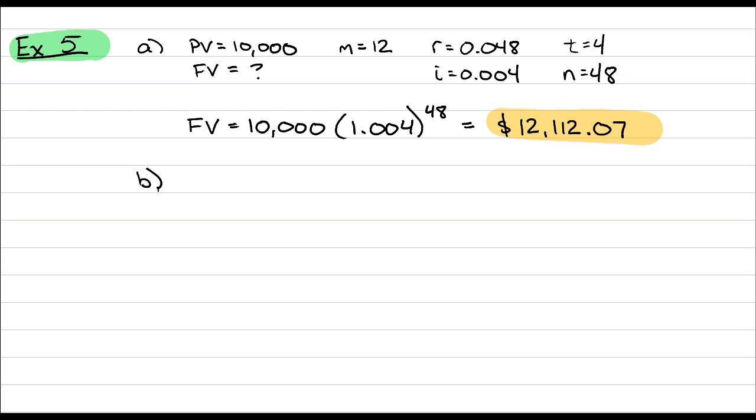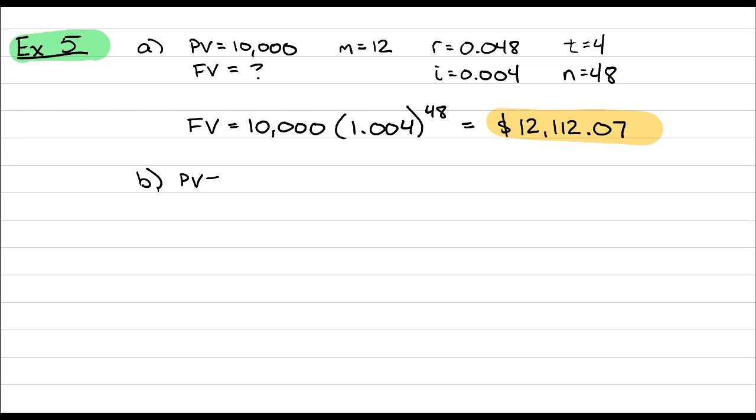So now in Part B, we assume that Gary just graduated. He owes $12,112.07, and we want to know how much he has to pay every month so that he can pay this loan off in 8 years. So this is going to be an annuity problem.